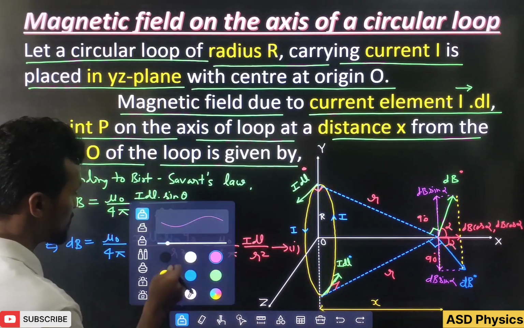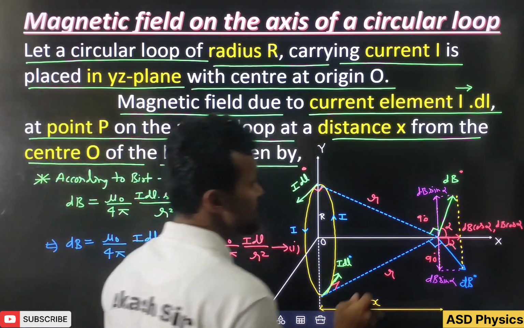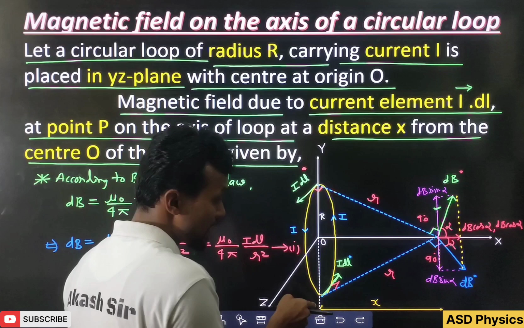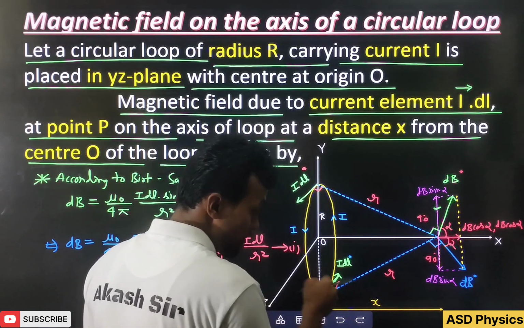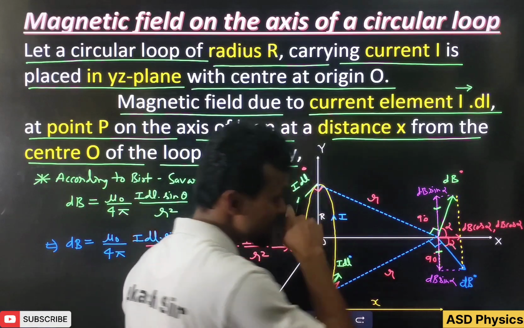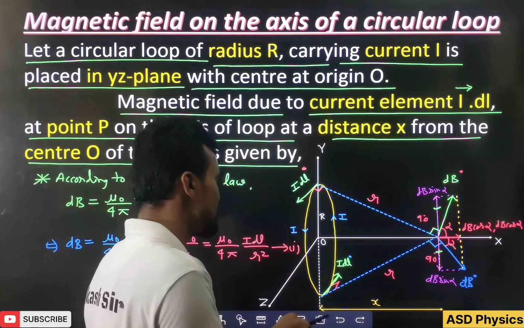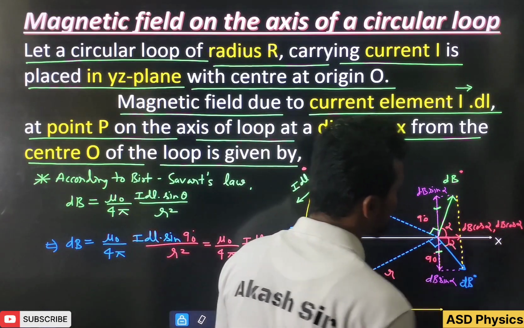Now what will happen here? Students, which component will cancel out? You can see very well. This dB sin alpha due to this current element is cancelled by the dB sin alpha of this component. That means the dB sin alpha vertical components of this current element and this current element will cancel out. And the horizontal components will add up.